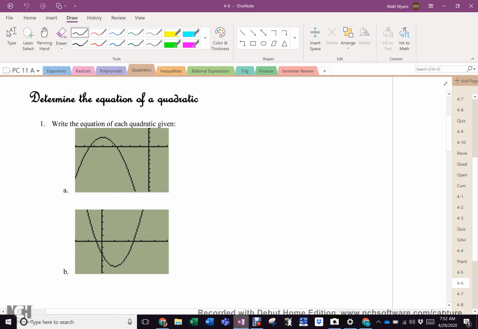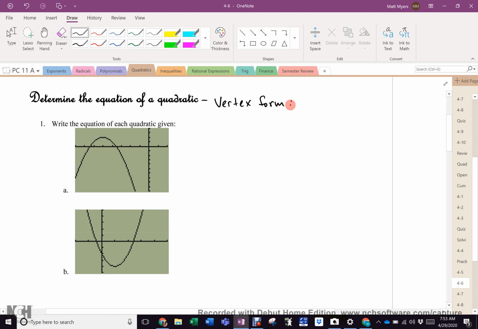So here we are on page 104. Now, up until now, we've had the equation and we've been making the parabola. So now we're going to reverse that. So here we have a parabola. So we are going to determine the equation of that parabola. Now, since we've got it drawn out and we can quite plainly see the vertex, we're going to use vertex form.